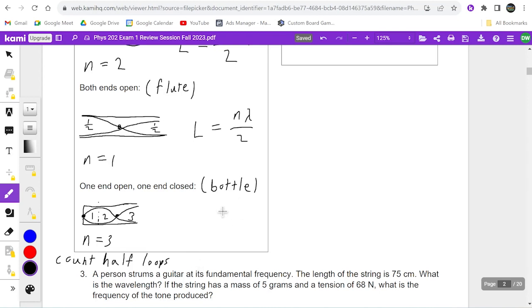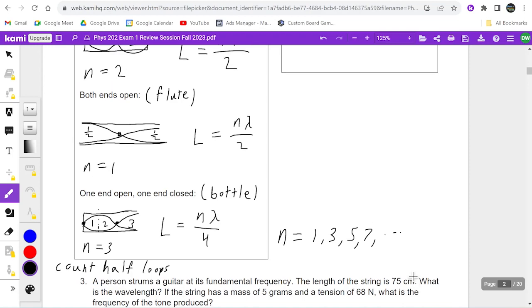And the equation is also different. The equation is L equals n lambda over 4 for the one end open, one end closed. Furthermore, one last thing I'll say is n has to be an odd integer. In other words, 1, 3, 5, 7, etc. It just doesn't work with even numbers. And you don't really need to know why, you just have to take my word for it. But are there any questions on anything I've just said?